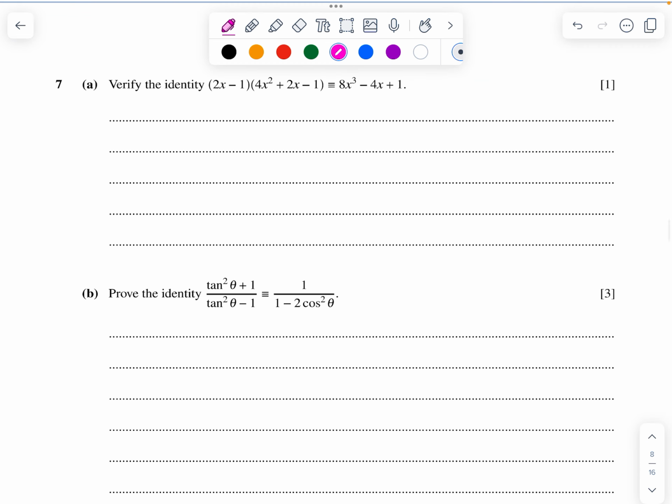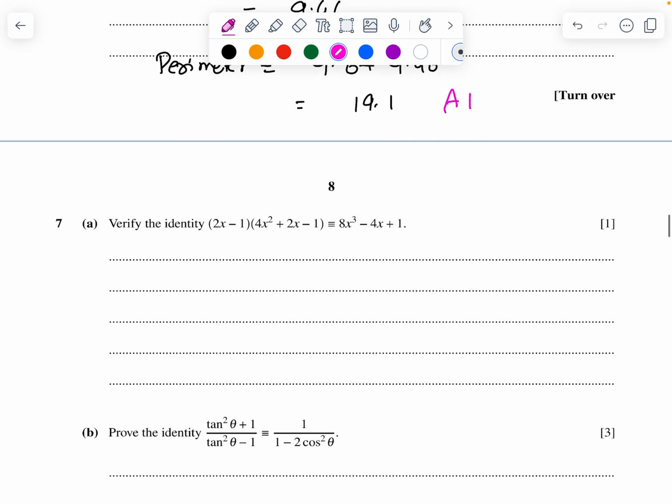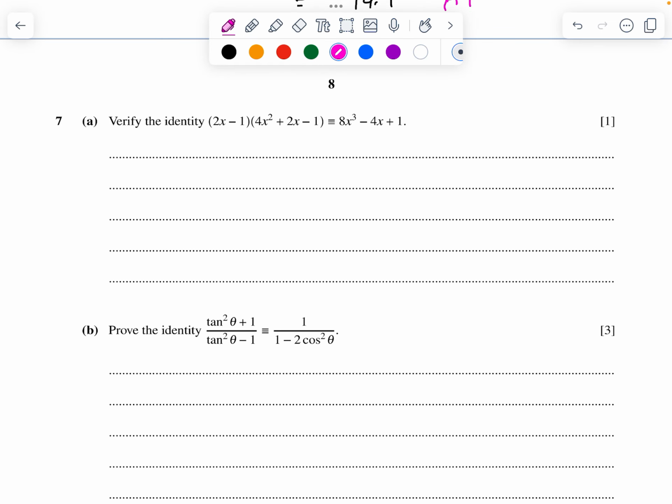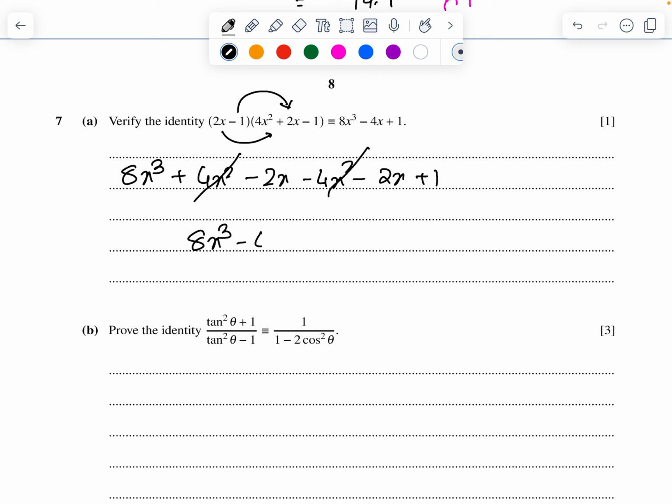Question number 7. Verify the identity 2x minus 1 times 4x square plus 2x minus 1 equals to this one. So what am I going to do? Just expand it out, 2x times this entire thing. So it becomes 8x cube. 2x times 2x is 4x square. 2x times negative 1 is negative 2x. Next, negative 1 times this entire thing: minus 4x square minus 2x plus 1. So it becomes 8x cube minus, 4x square gets cancelled, negative 4x plus 1, and we have proved it.